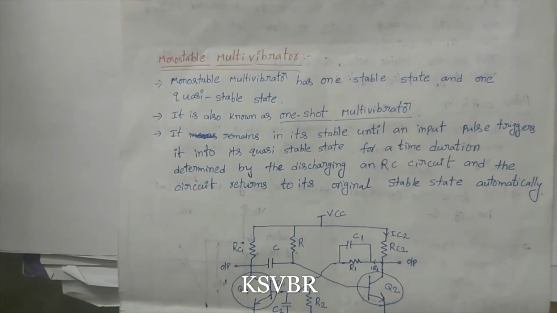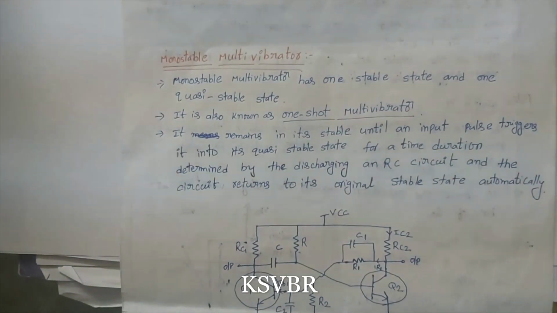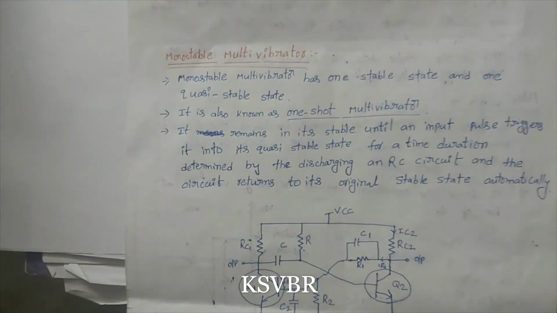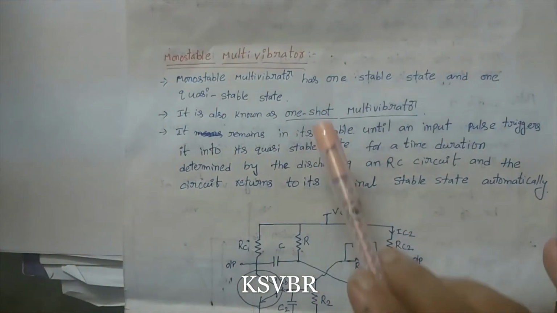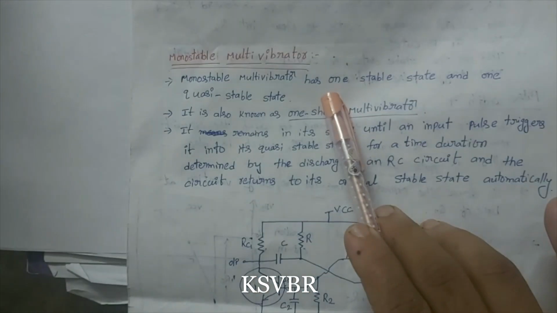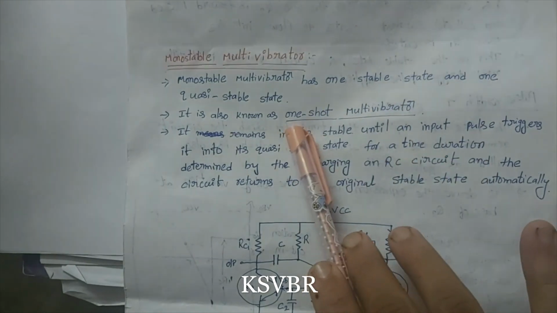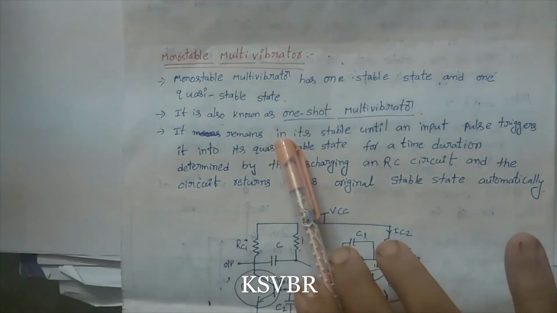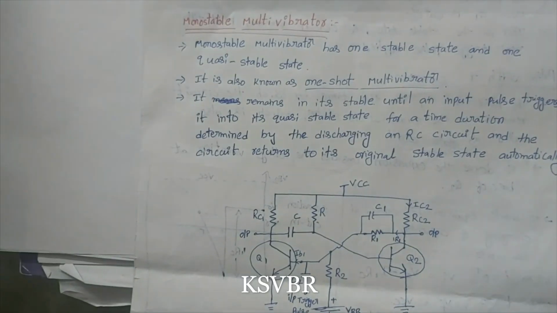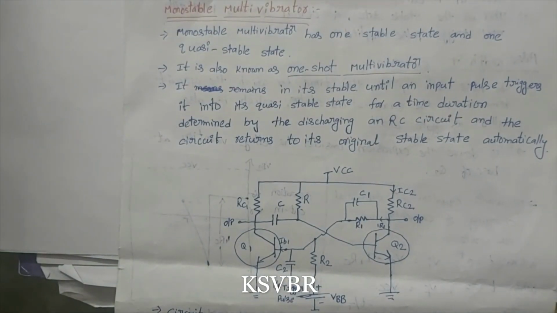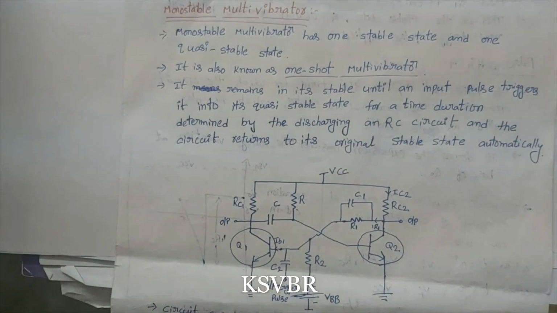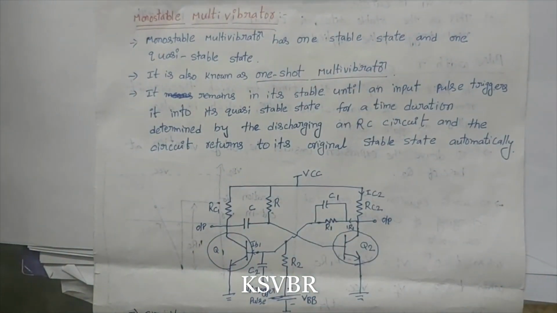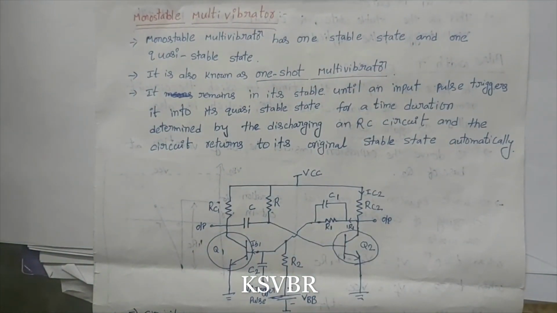Now let us discuss monostable multivibrator. First we'll see a couple of points. Monostable multivibrator has one stable state and one quasi-stable state. It is also known as one-shot multivibrator. By default, this multivibrator will be in its stable state until an external input signal triggers it and drives it into the quasi-stable state for some duration.